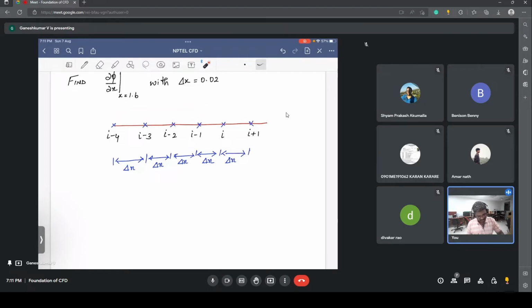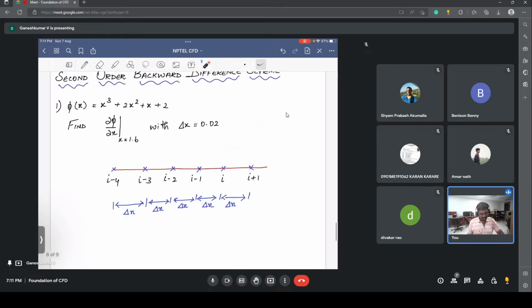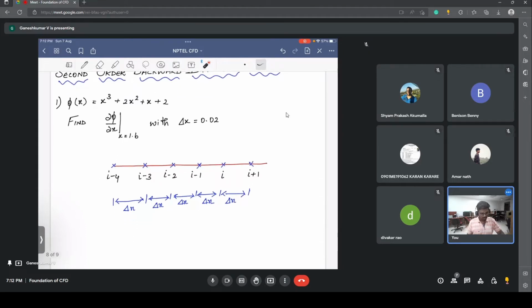So similarly, if you construct a scheme from I to I plus 2, the flow from I is going to go in this direction, so it is going to be downwind. If a flow is like this, the arrow would be upwind. The backward scheme is also called an upwind scheme, and the forward scheme is also called a downwind scheme. Mostly we use backward schemes, as you will see later as the course progresses.